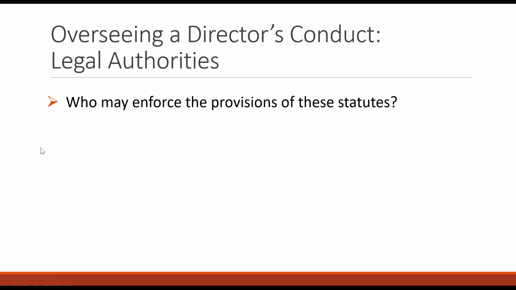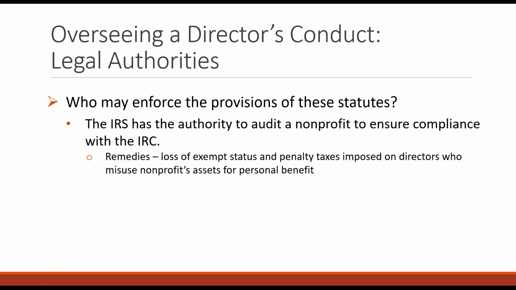Okay, who oversees things like the nonprofit code and those other requirements we talked about? So the IRS at the federal level has the authority to audit and investigate nonprofits to ensure that they're complying with the Internal Revenue Code. If there is non-compliance, you can lose your tax-exempt status, and in some cases, there can also be penalty taxes, and we'll talk about this, on directors who misuse a nonprofit's assets for personal benefit.